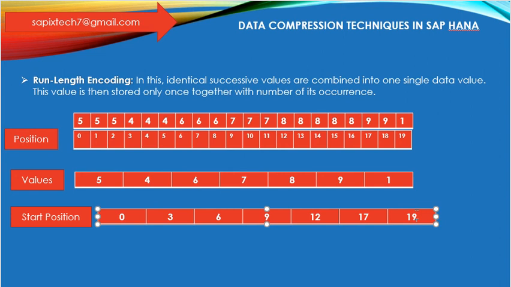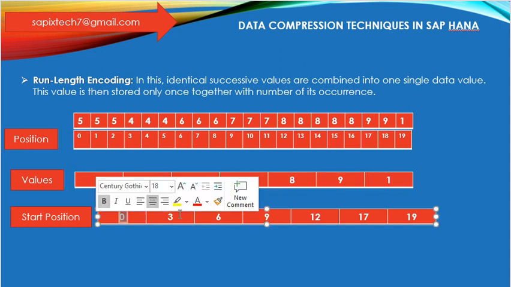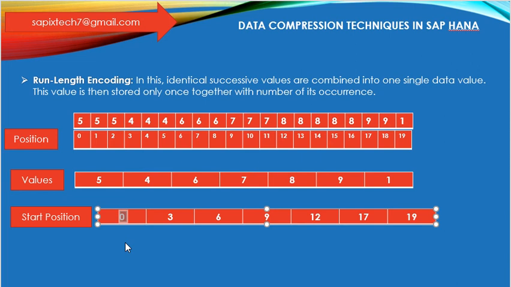So this way run length encoding works. So now let's read out the definition. What the definition says: identical successive values are combined into one single data value. You have seen that it's one single data value. This value is then stored once together with the number of its occurrences. So here from 0 to 3, total number, can we find out how many numbers are there? So this is how run length encoding works.